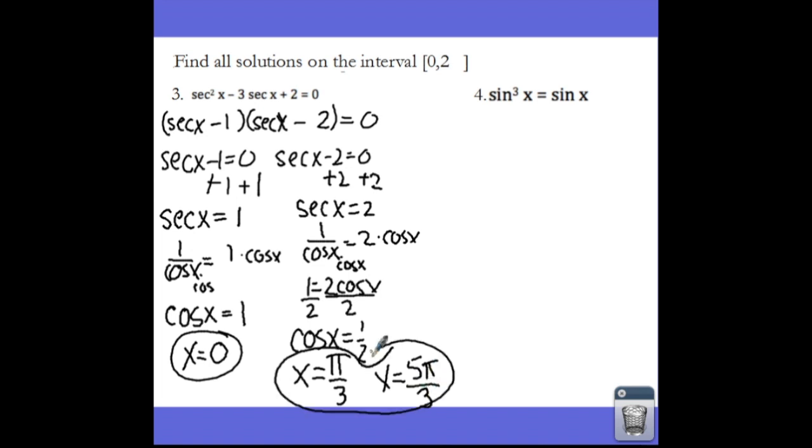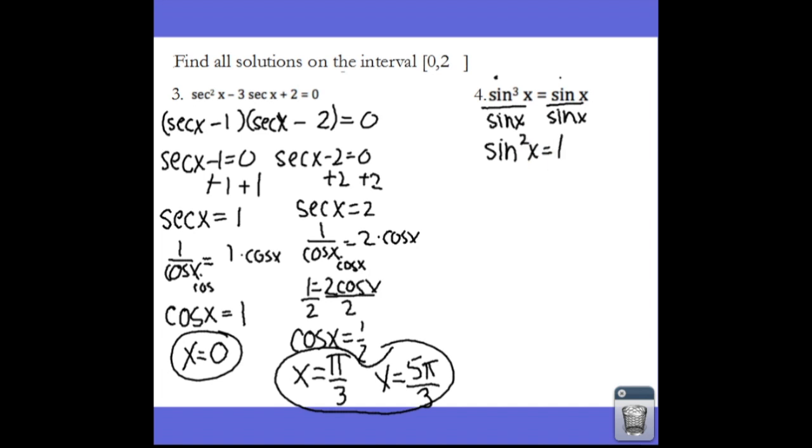So now let's look at sine of x cubed equals sine of x. So there are only 2 elements in this equation, but they're on the opposite sides of the equal sign, so you need to put them together. You'll divide one side by sine of x and the other side by sine of x as well, leaving you with sine of x squared equals 1.